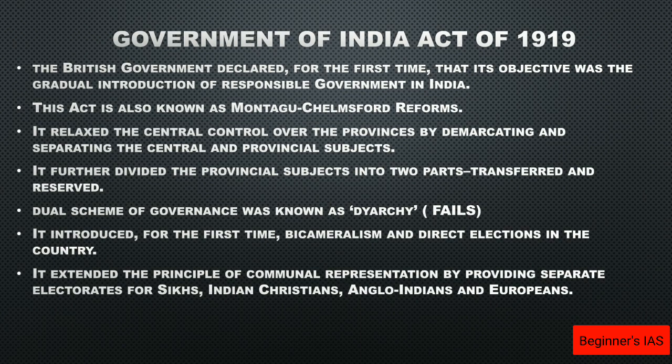Of its commands coming into the force. According to that, the Simon Commission was formed and also communal representation. So these two things we will discuss during the modern India period. So let us see the Government of India Act of 1935.